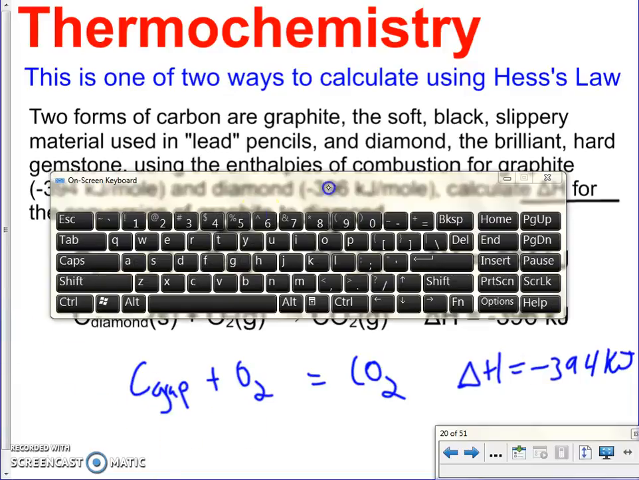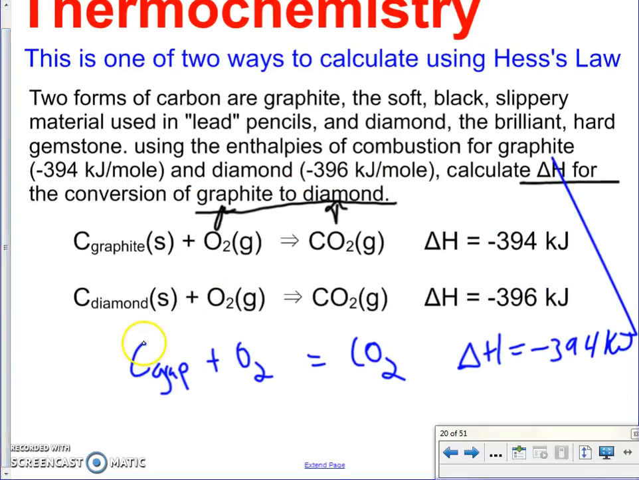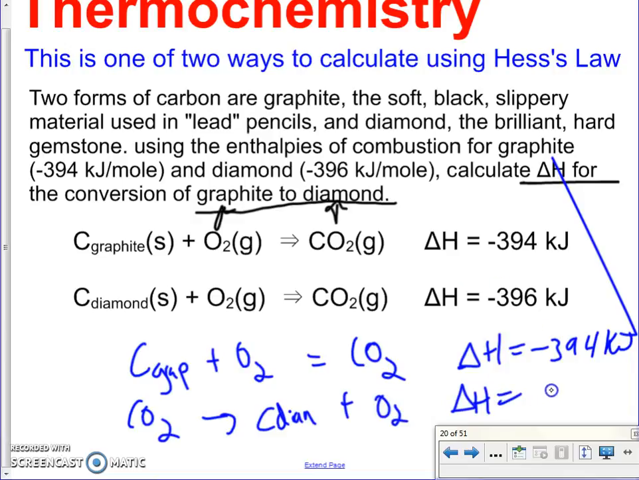Okay, but notice the second reaction. The second reaction has diamond as a reactant. I don't want it as a reactant, I want it as a product. So I'm actually going to flip that reaction. So CO2 plus, let's do diamond first. Diamond plus O2. And remember what that does to our delta H: it's going to change the sign. So instead of negative 396, we're going to get positive 396.